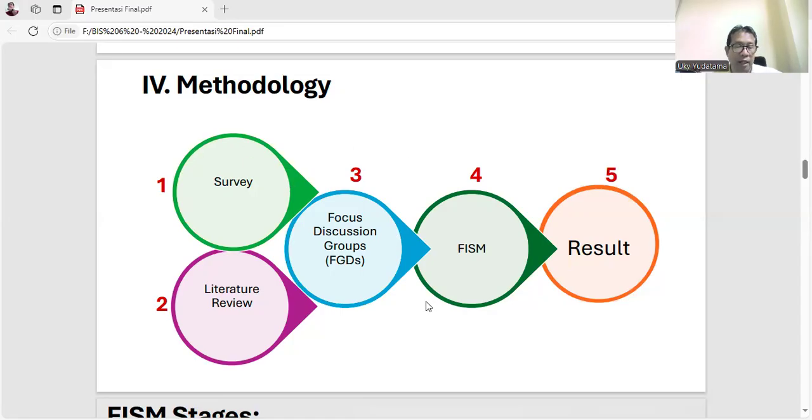Four, FISM. The fuzzy interpretive structural modeling method is applied to map out the relationship and hierarchy of the identified factors. This approach helps visualize how the factors influence one another and which are most critical in shaping lecturer behavior. Result. Finally, the study presents the result, including a clear visualization of the relationship between the factors and a recommendation based on the analysis to improve academic integrity practice. This methodological framework ensures a comprehensive approach to understanding and addressing the factors influencing academic integrity.